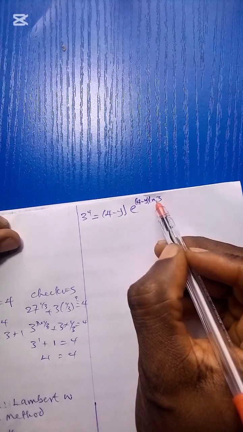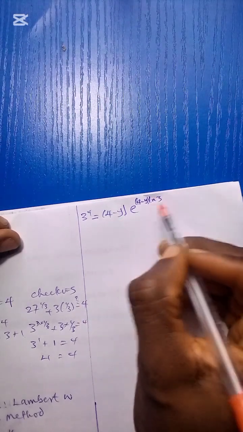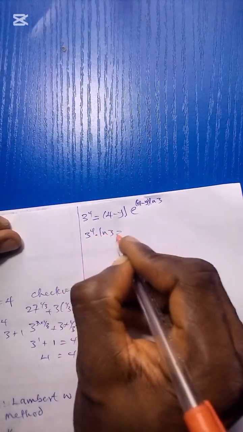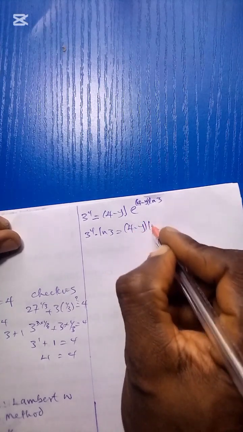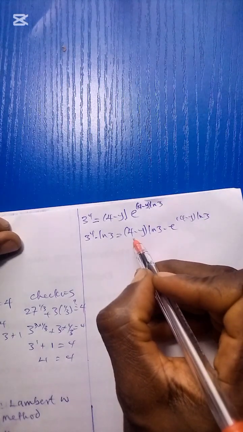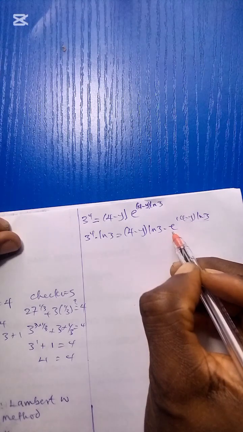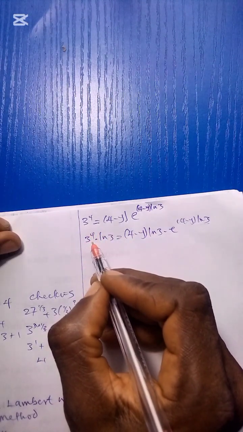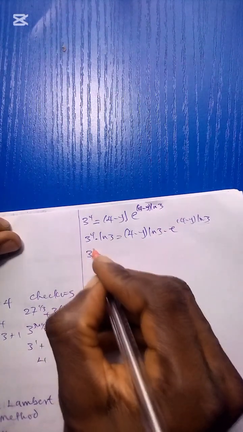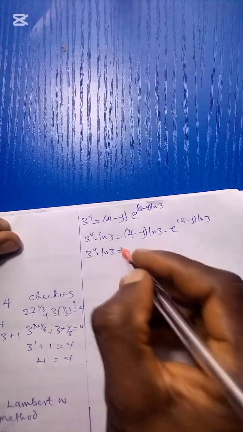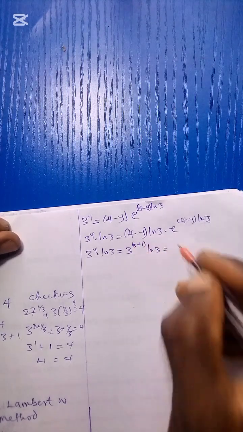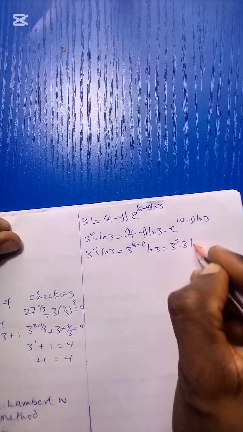So we can see the only term remaining for this to be equal to this is the ln 3. We will now multiply both sides by ln 3. So I have 3 to power 4 times ln 3 is equal to (4 minus y) times ln 3 times e to power (4 minus y) ln 3. So this is equal to the power of the exponent. I can rewrite the expression on the left hand side so as to be of this same form. So we have 3 to power 4 times ln 3 will now be equal to 3 to power (3 plus 1), then ln 3. So we have 3 to power 3 times 3 to power 1 times ln 3.